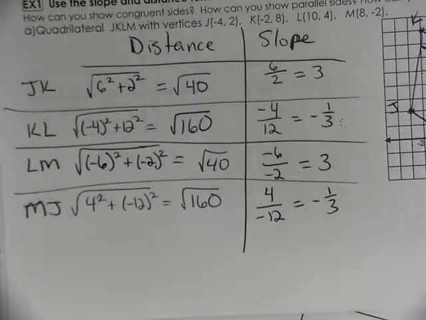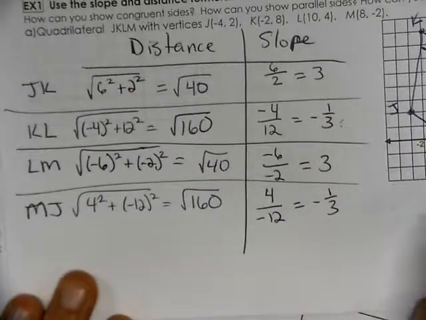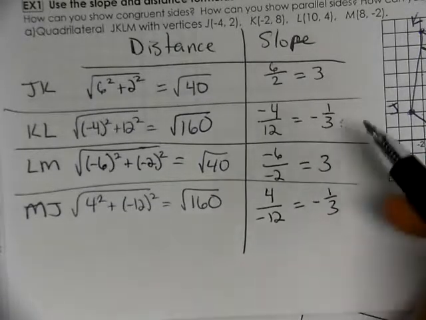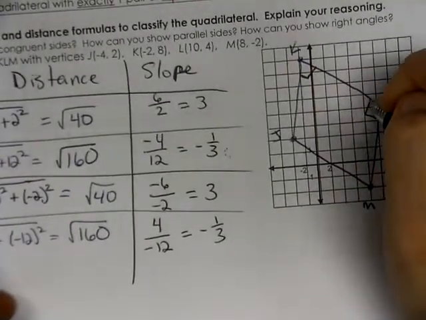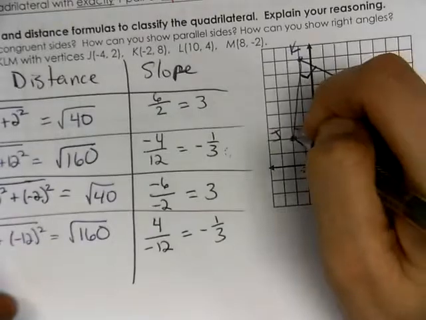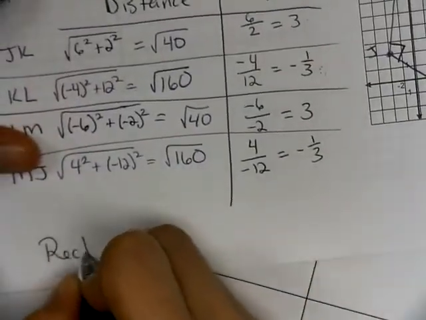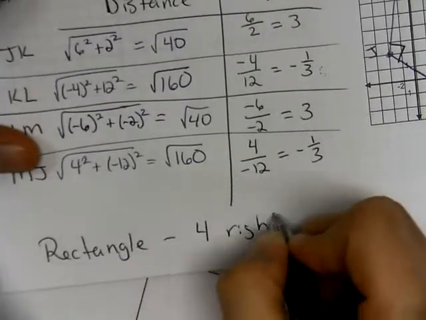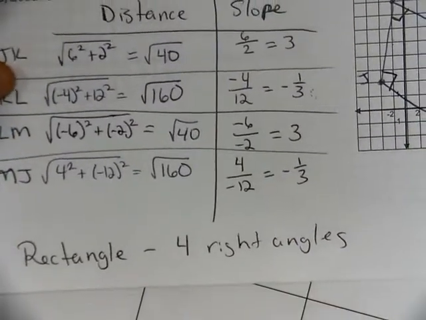This question on your quiz would be 11 points. 8 points for the table. A point for the picture. Then you've got to give me what is it and why. So it looked like, we didn't know what it looked like, but all of these are right angles because they're all opposite reciprocal slopes. So this is actually a rectangle because you have 4 right angles. Because 3 and 1/3, -1/3 are opposite reciprocal slopes.